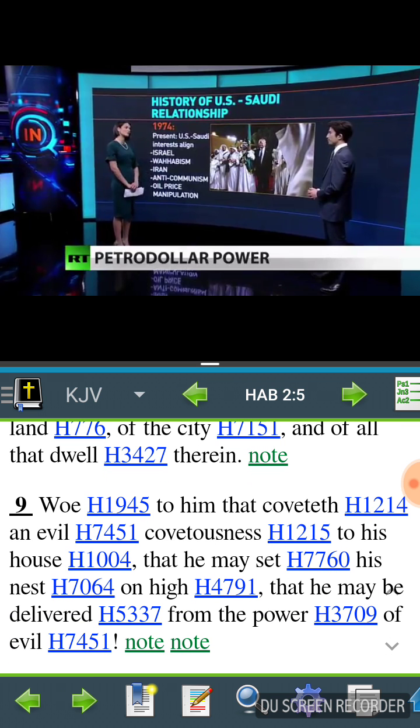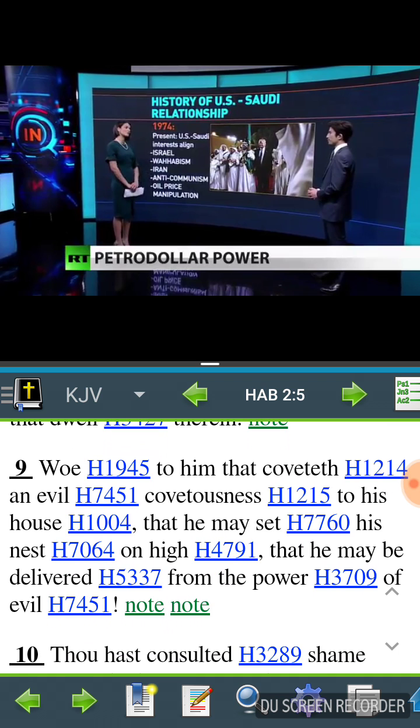It says, woe to him that covereth an evil covetousness to his house, that he may set his nest on high, that he may be delivered from the power of evil, man. All right, and these white people love that, to set their nest on high, build space stations, okay, skyscrapers. Which these are nothing. These are just modern caves, man. Because that's their dwelling. They love to dwell in caves, high ass caves. And you know anything about New York? The higher up you go, the more expensive the apartment, man. Okay.